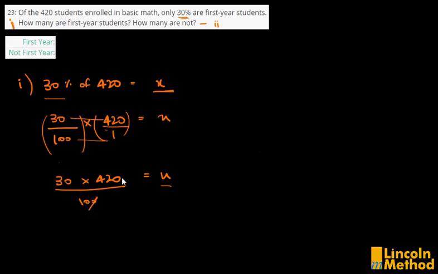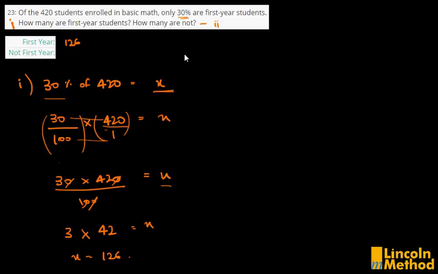So let's cancel out all the zeros first, and that leaves us with 3 multiplied by 42 equals X. Now 3 4s are 12, so 3 40s are 120 and 3 2s are 6, so X is 126. So the answer for the first part, I'll write it here next to the first year, is 126. So 126 students are first year students out of the 420 who enrolled in basic math.